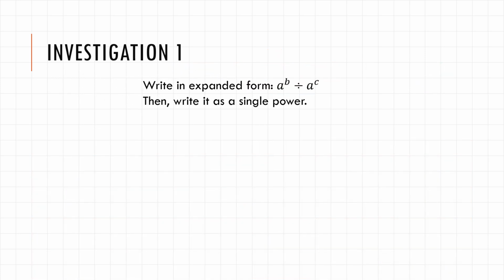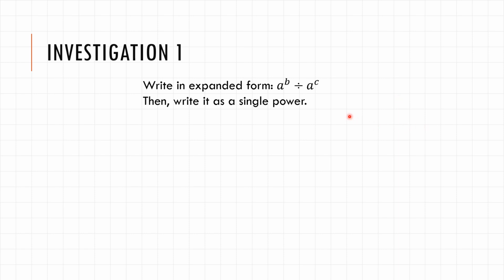Now let's take this and see if we can come up with the actual rule for it, although I think that it should be pretty easy from here, right? What is a to the power of b divided by a to the power of c? Can we write that in its expanded form? And then can we write that as a single power? Take 2 minutes here to see if you can write down both of these.